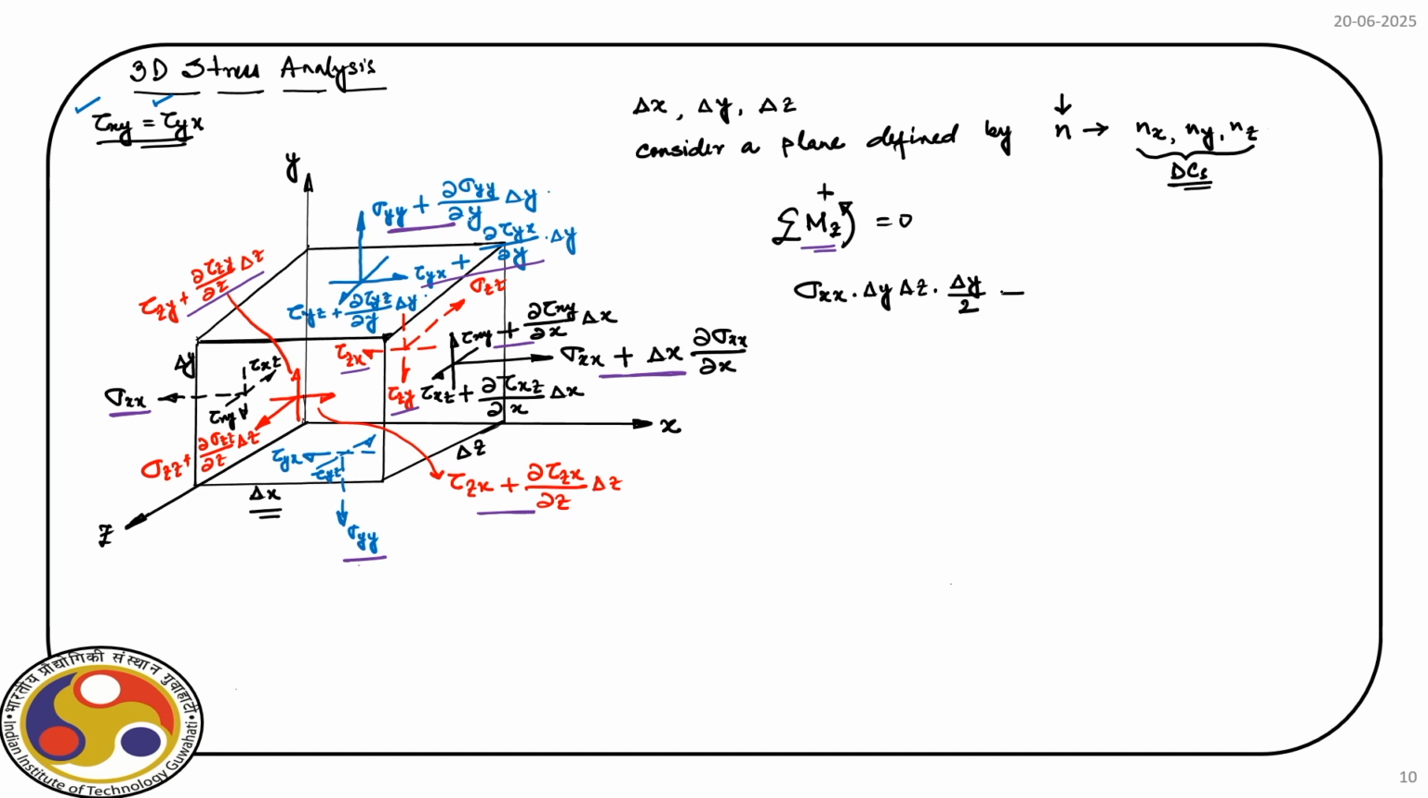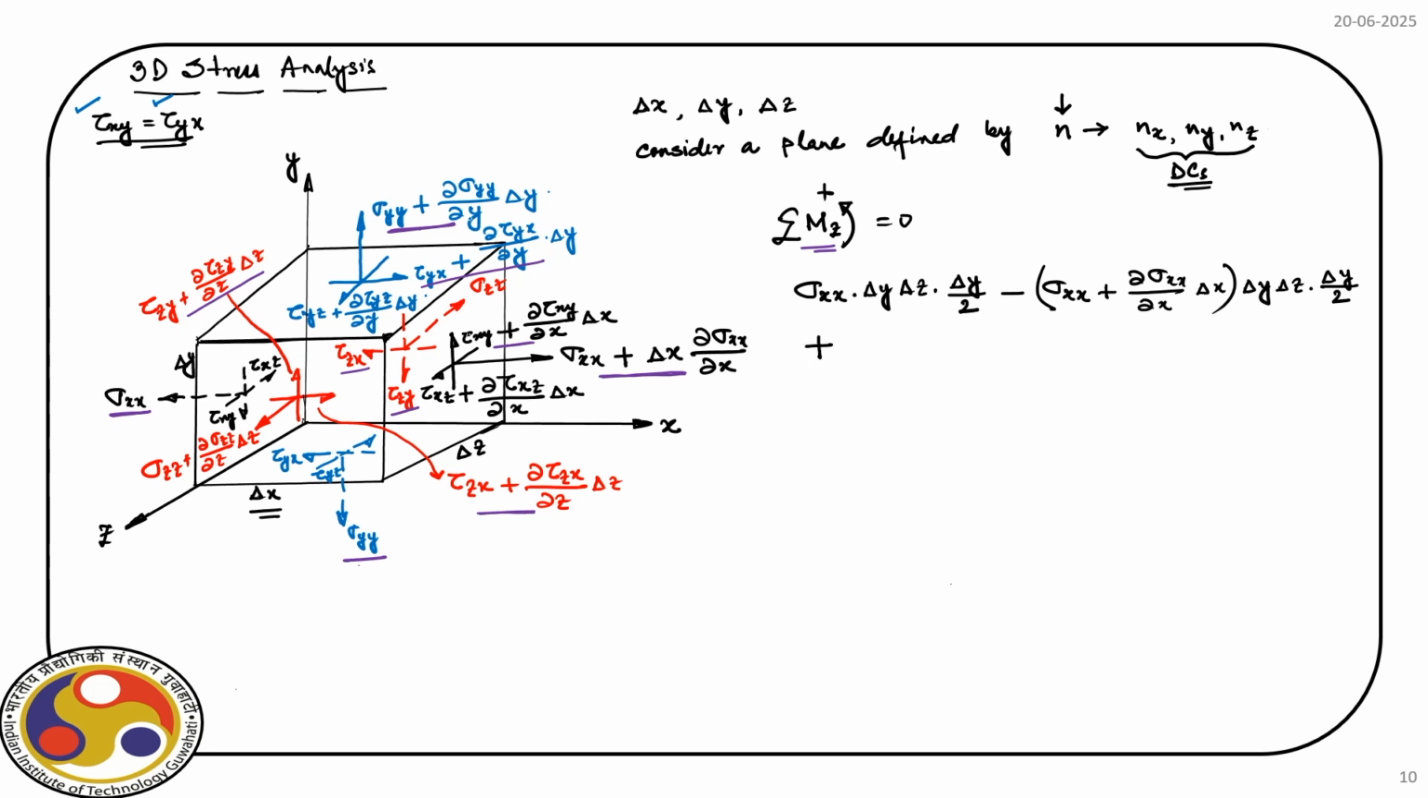Then we have sigma x x plus its variation, and again it is acting over a plane of delta y delta z and the lever arm is again the same. So, this is delta y by 2. The only difference is you can see this negative sign because it is acting in the opposite direction.